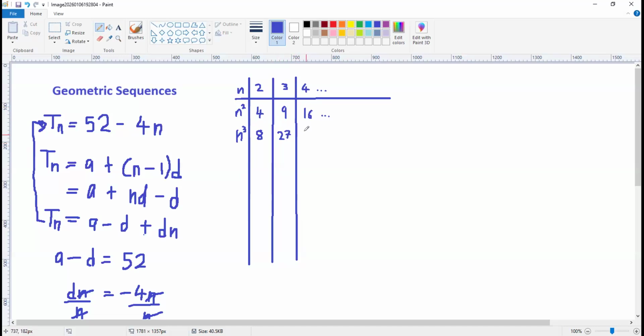27, and then 4 raised to power 3. I think that's 16 times 4, which is what? 4 times 6, 24. 4 times 1, 4 plus 2, 6. Okay, so that's 64. I'm just pushing your imagination, but you don't need this part. You can leave this part out since that's not part of the original question. Okay, yeah.